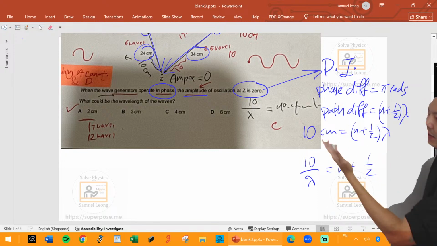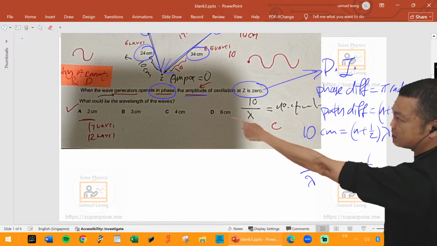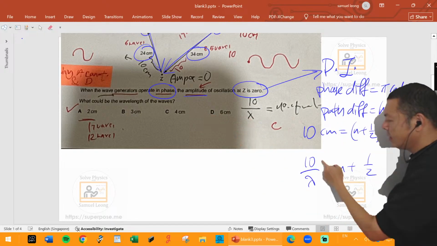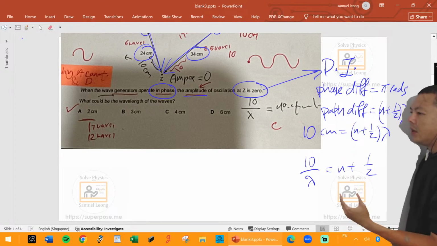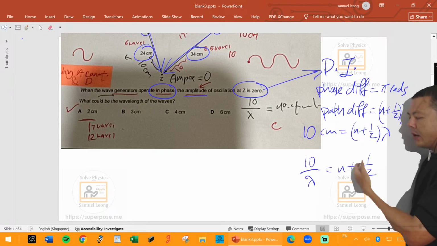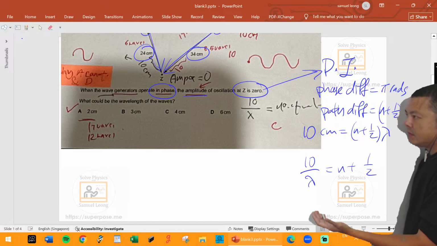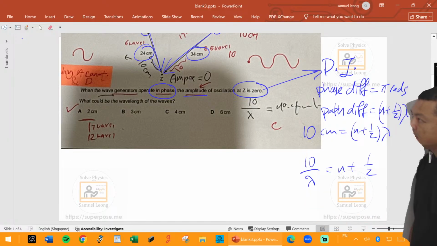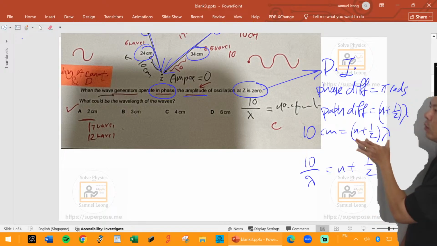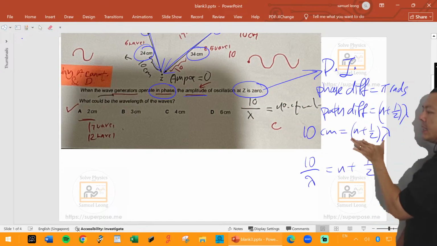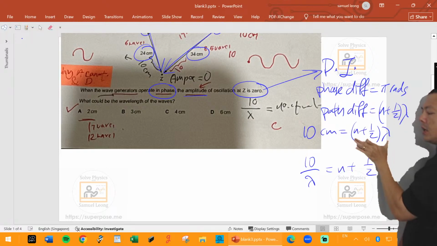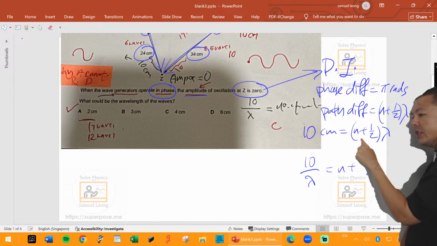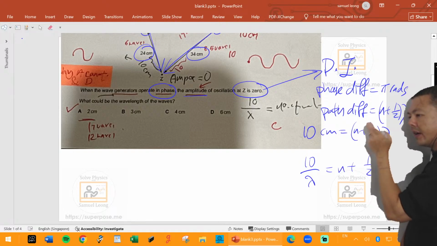I think the only answer is 10 divided by 4. C is your answer. So 10 divided by 4 gives you 2.5 wavelengths, so that means n is 2, which gives you destructive interference. Yeah, there you go. I think what you're missing is this thing here. For destructive interference, the path difference is n plus half lambda, and n is an integer value: 0, 1, 2, 3, 4, 5.